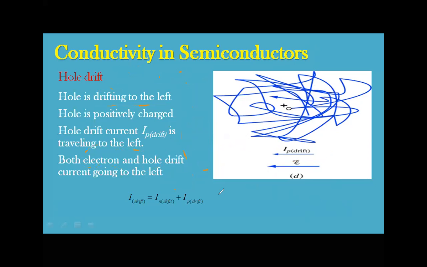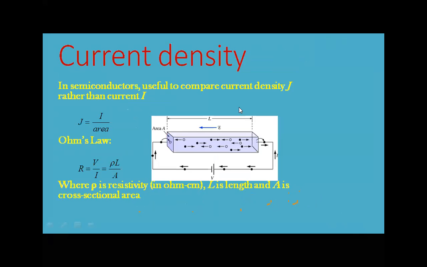So let me show you. Here I wrote it: total drift current must be equal to drift due to electrons plus drift due to holes. Remember this equation. Total current in the semiconductor must be equal to current due to electrons plus current due to holes. So this is the total drift; drift means in the presence of an electric field, beta. Any doubts so far? No sir.